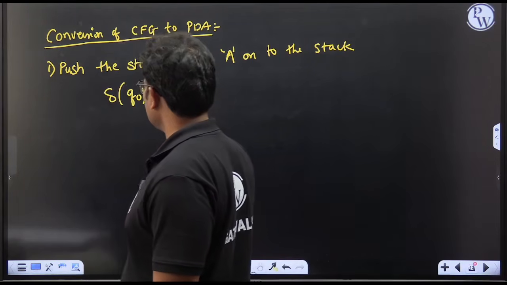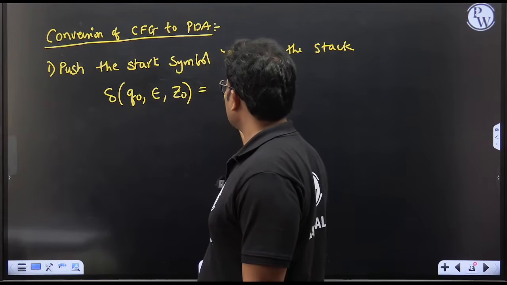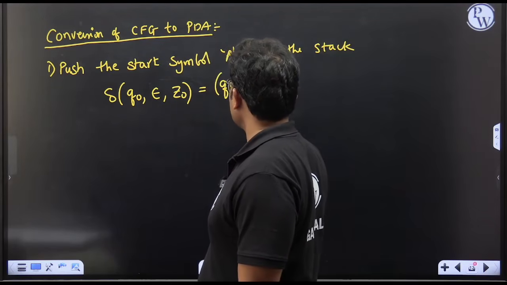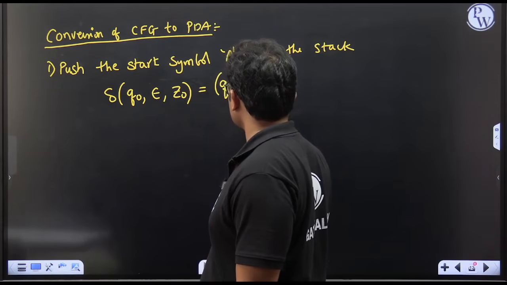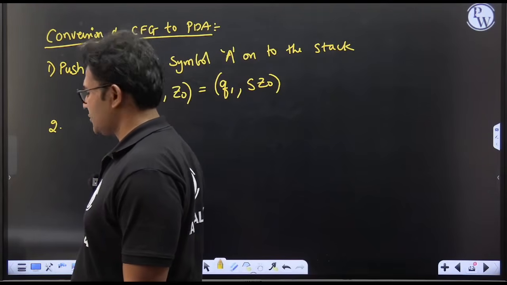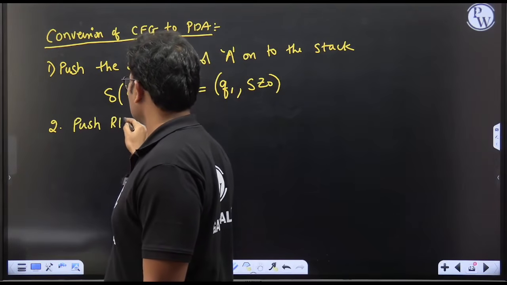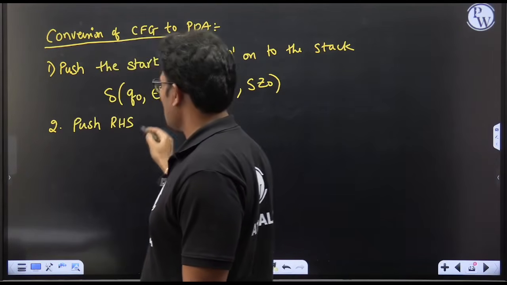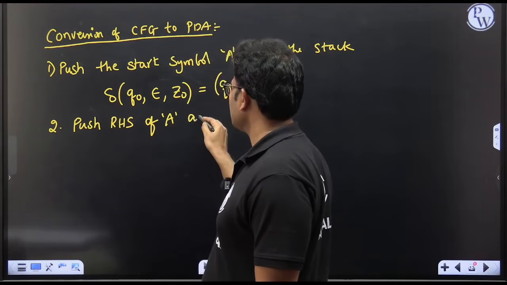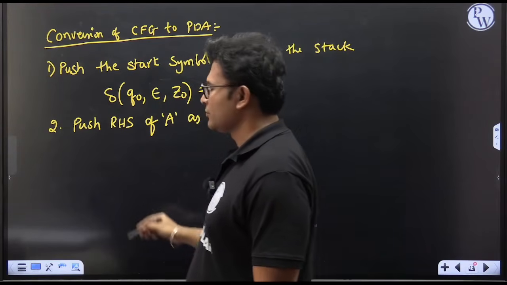Which means if you are in state Q0, without seeing anything, Z0 is on top of the stack. You go to Q1 and you push the start symbol. Let us say the start symbol is Z0. Without seeing anything, you push Z0. And step number two is push the RHS of A as follows.